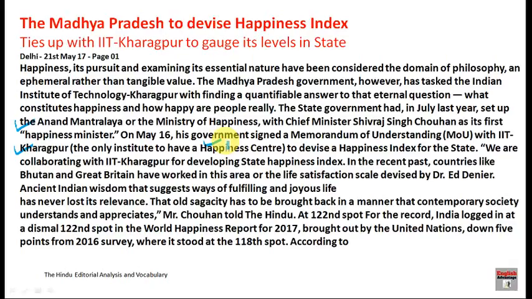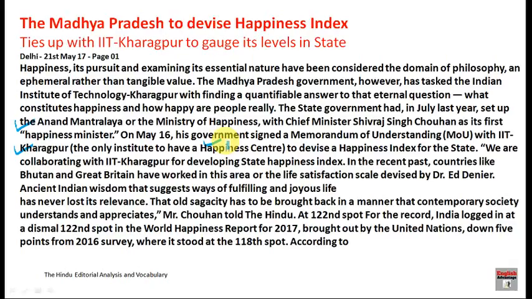Ancient Indian wisdom that suggests ways of fulfilling and joyous life has never lost its relevance. Yes, this is even today a very relevant subject, happiness. What makes you happy? The money, the success, your life partner? What makes you happy may be a very subjective thing. It may be different for different people. That old sagacity has to be brought back in a manner that contemporary society understands and appreciates.